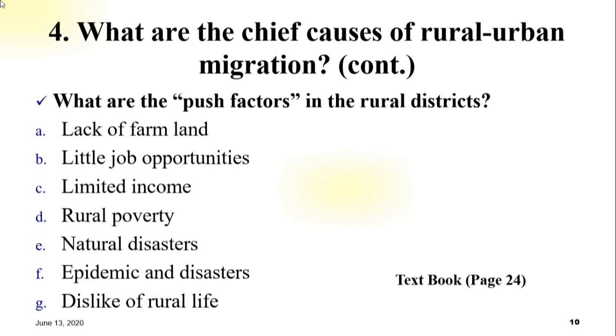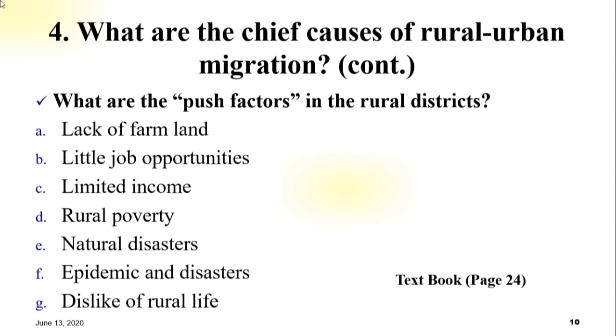Limited income means you can get money from your work or investment. Rural poverty refers to poverty in rural areas, including factors of rural society, rural economy, and political system.